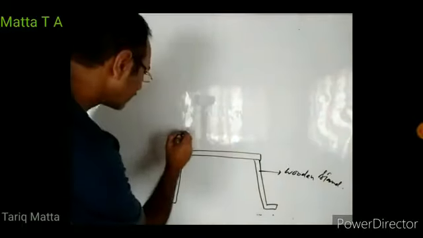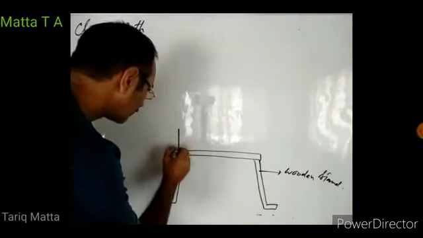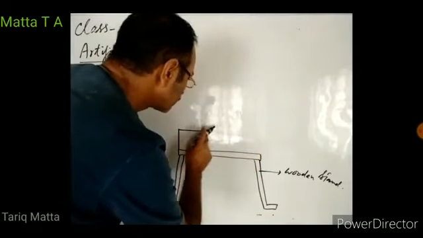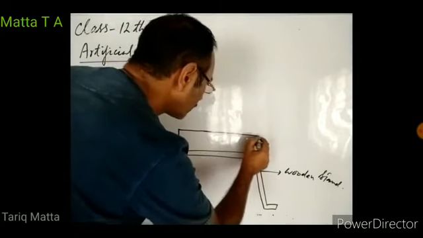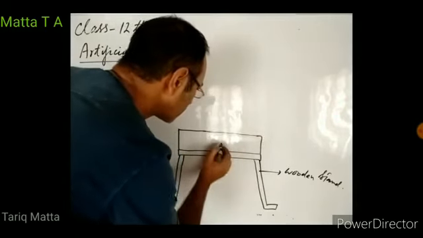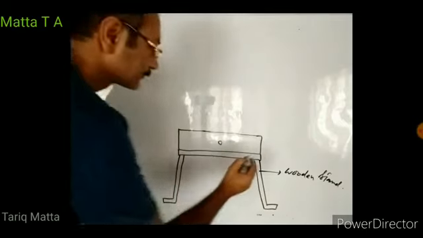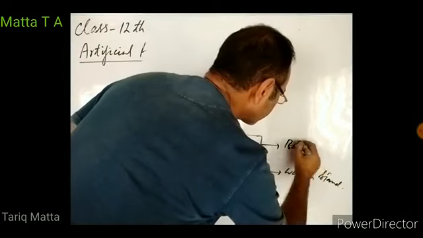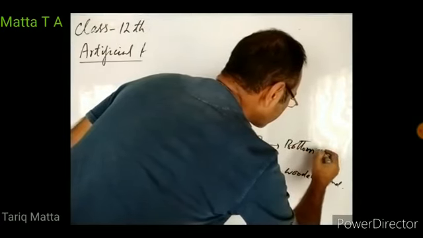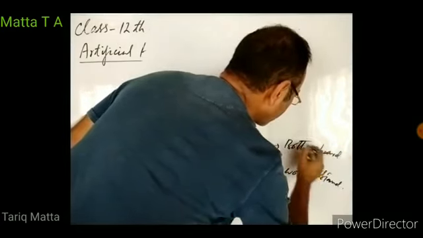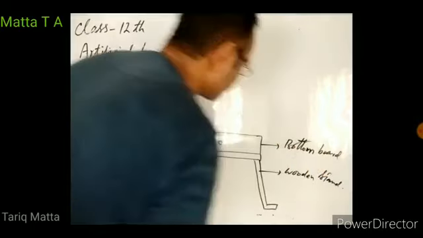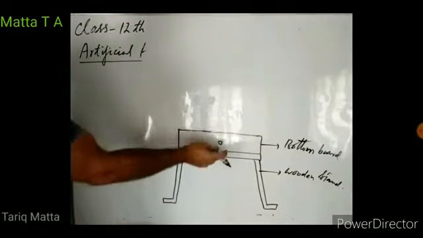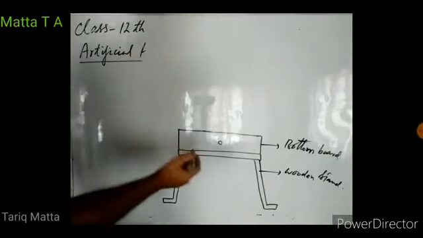Then on this wooden stand, there is a small wooden board with two holes. This is known as a bottom board. It has two holes, one on the front side and one on the back side, right?